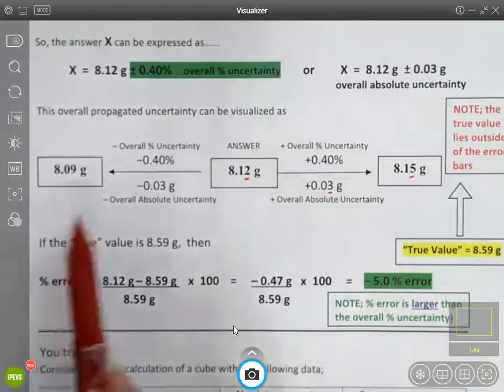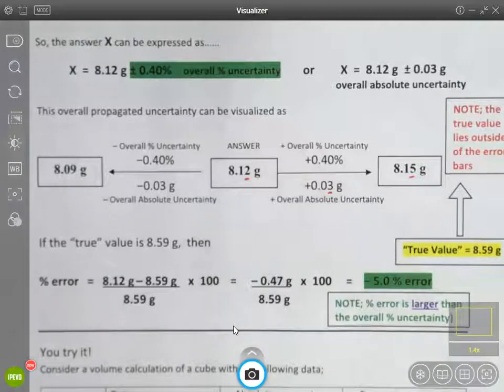So this diagram represents our propagated uncertainty, or sometimes we say propagation of error. If we know that the true value of this mass measurement is actually 8.59 grams, we could also do a percent error calculation, which you're familiar with, which is shown here.